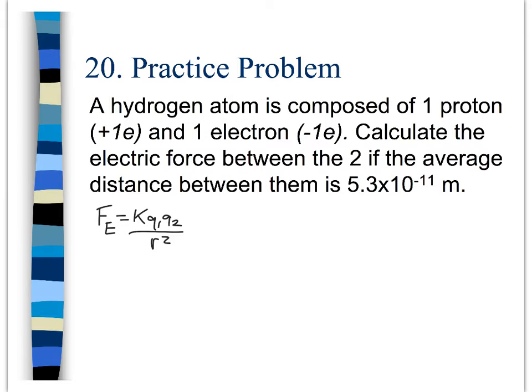Let's go ahead and try a practice problem with this. For this one, we want to calculate the electric force between a proton and an electron in a hydrogen atom. We know the distance between them is 5.3 times 10 to the negative 11th meters.